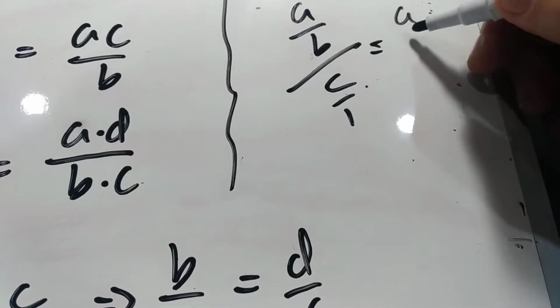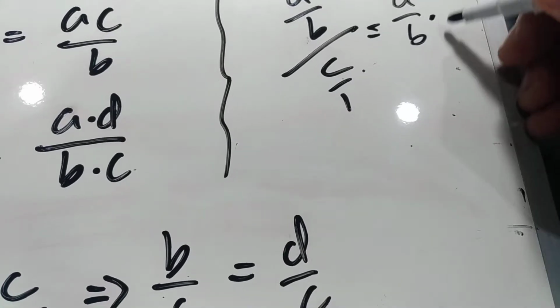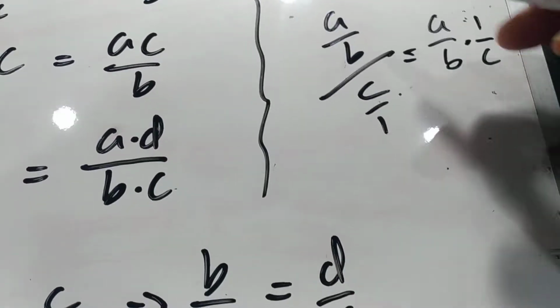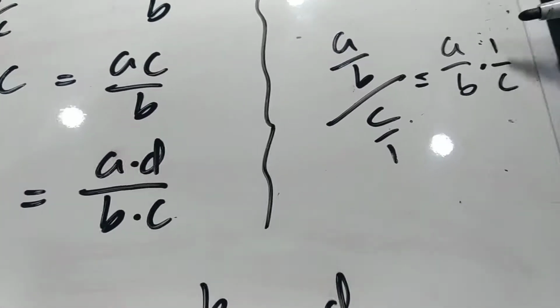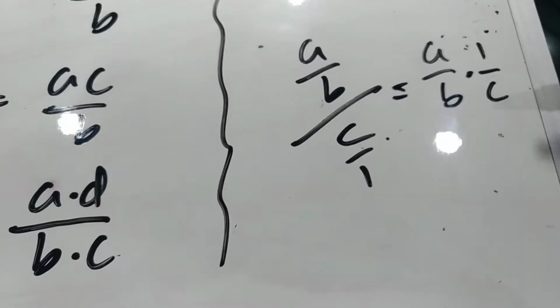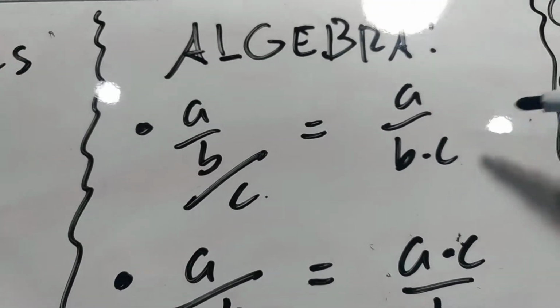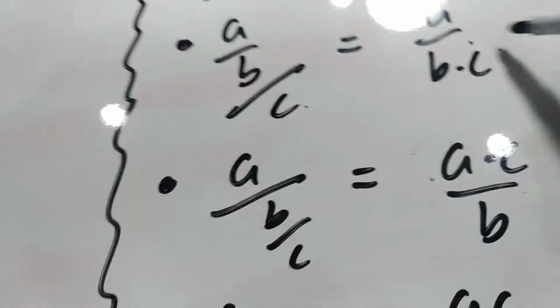So it will be a over b times 1 over c. So invert c over 1, you get 1 over c, and then just multiply. Then you get a times 1 on the top, and in the bottom you get b times c. So it's a over bc. So right there, a over bc. So done with that one.